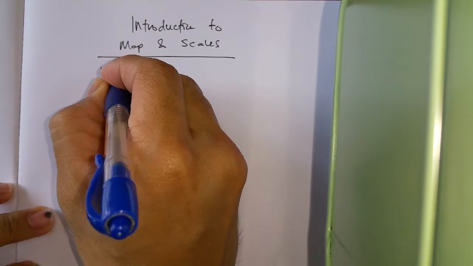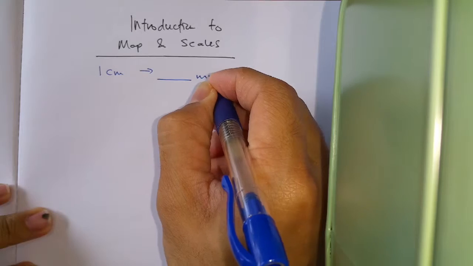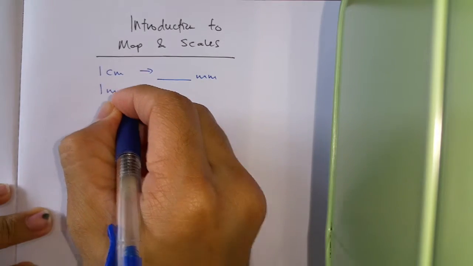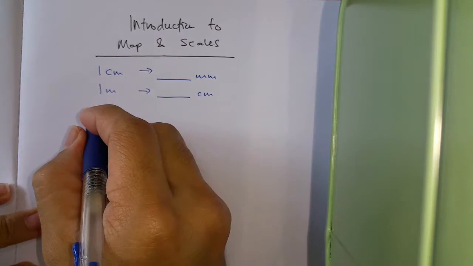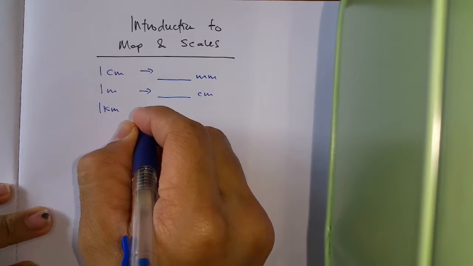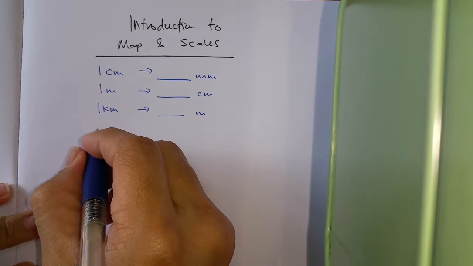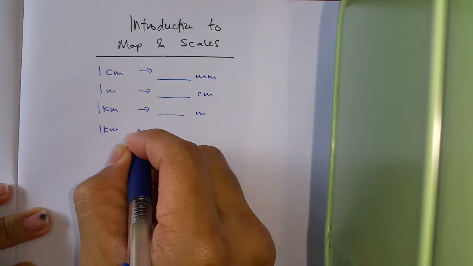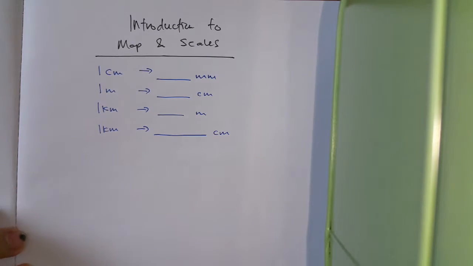1 cm is equivalent to how many millimeters? 1 meter is equivalent to how many centimeters? 1 kilometer is equivalent to how many meters? And the most important conversion is, 1 kilometer is equivalent to how many centimeters? So let's do this together.